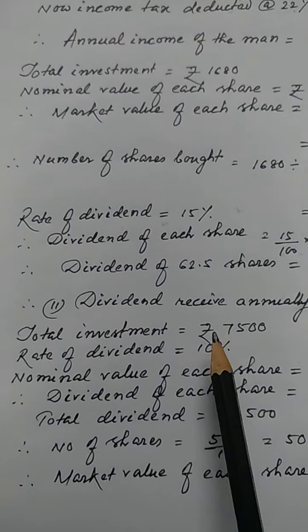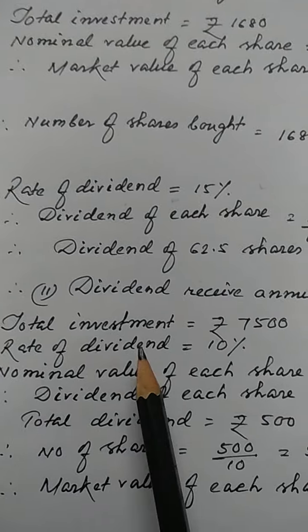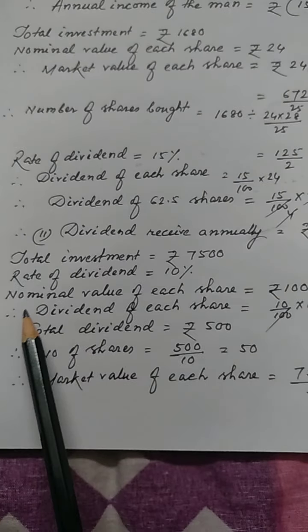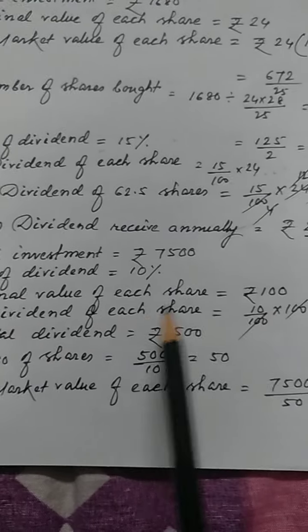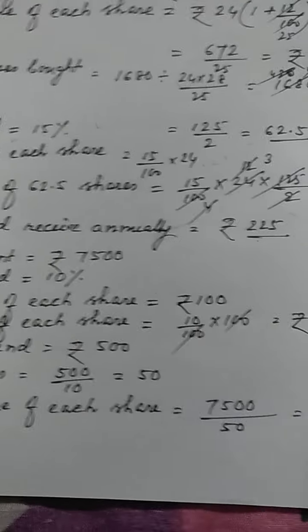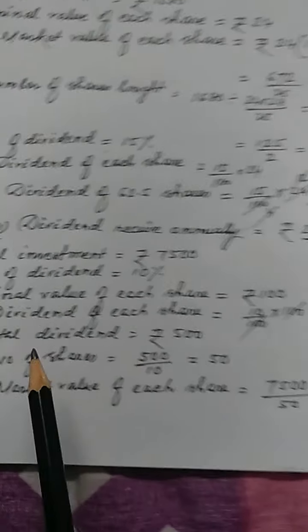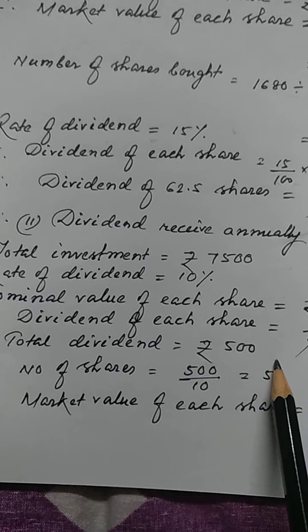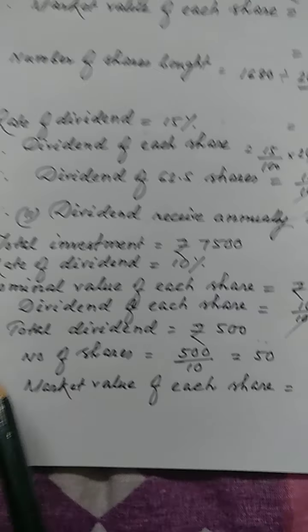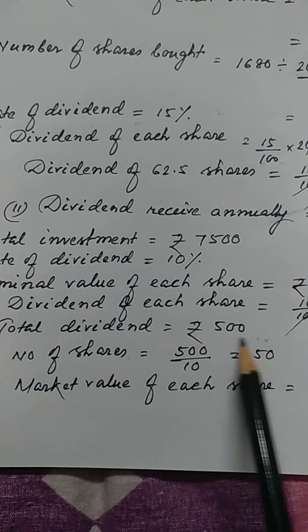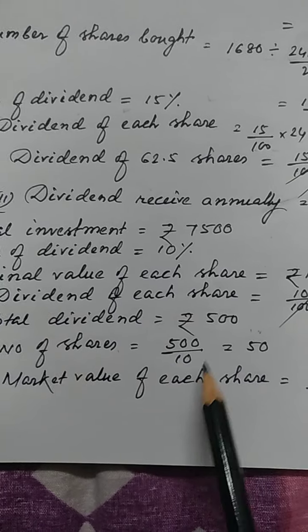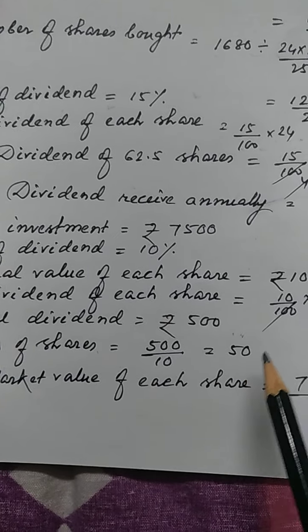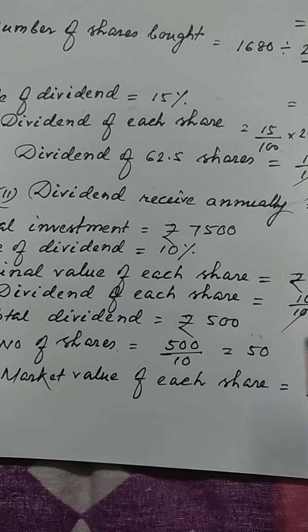Okay, now the total investment 7,500, rate of dividend is 10%, nominal value of each share rupees 100, and then dividend of each share will be 10% of 100 rupees, that is 10 rupees, and the total dividend received, that is rupees 500. So now we can find the number of shares by dividing this total dividend by dividend of each share, that is 500 by 10, and that is coming 50. So number of shares bought, that is 50.